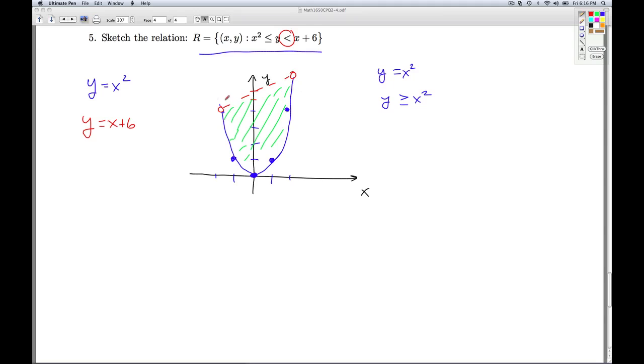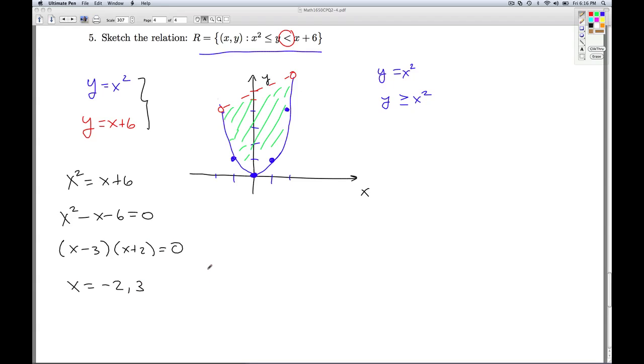Well, what are the coordinates of these holes? That might be something good to know. How could I figure that out? Well, I'd be looking for where these two graphs intersect. And how do I find where the graphs intersect? I'm going to set these equal to each other, subtract this off, factor, and solve. So this tells me that the x-coordinate of the intersection point is negative 2, and the other is 3. So that gives us the x-coordinates of the intersection.